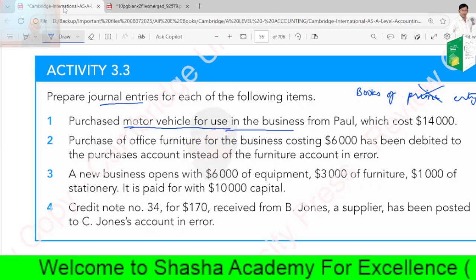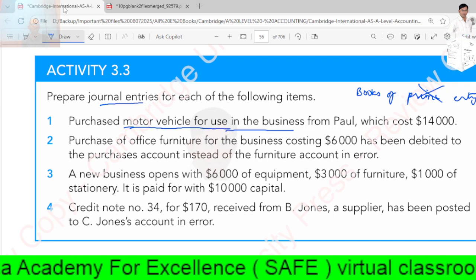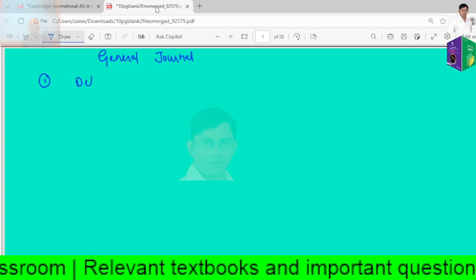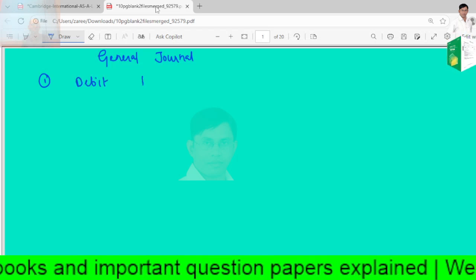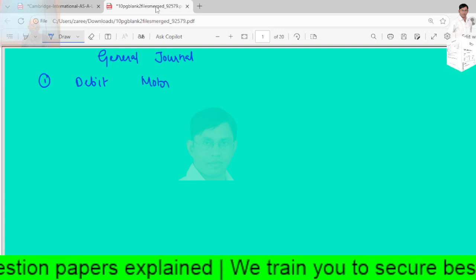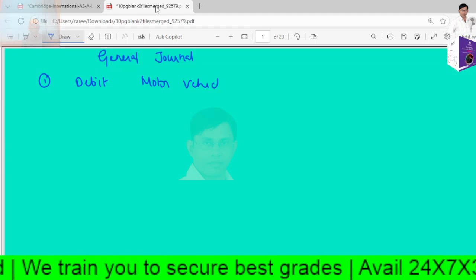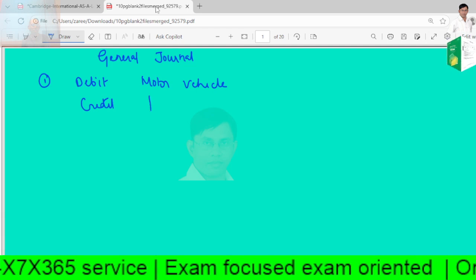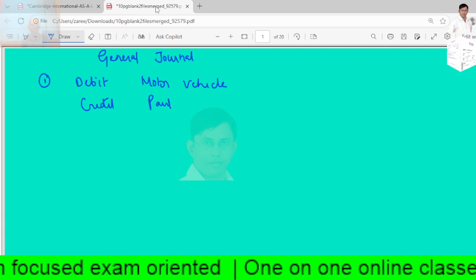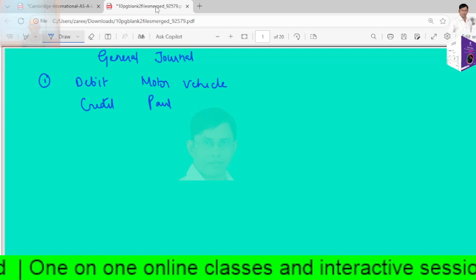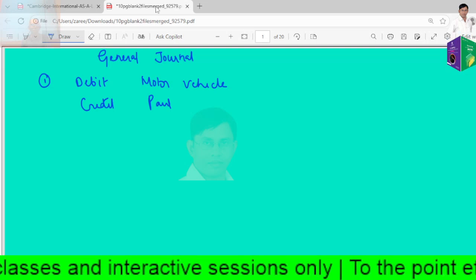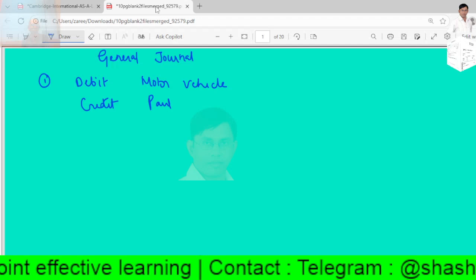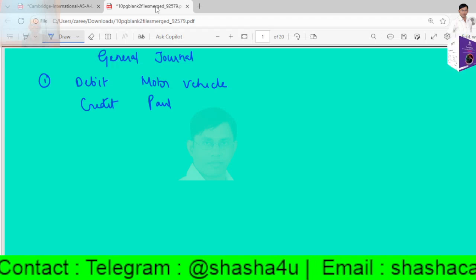Motor vehicle account debit to Paul account. So we will debit motor vehicle and credit Paul. Why? Because what comes in debit? Asset is coming in. So Paul is the giver, the giver of the motor vehicle. That is why this will be debit and this will be credit.